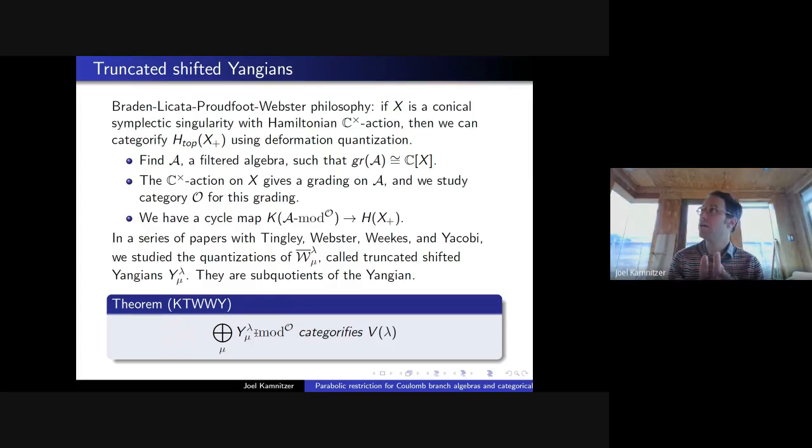One reason is that the geometric Satake correspondence is very indirect, so it's not a priori clear what the functors are.